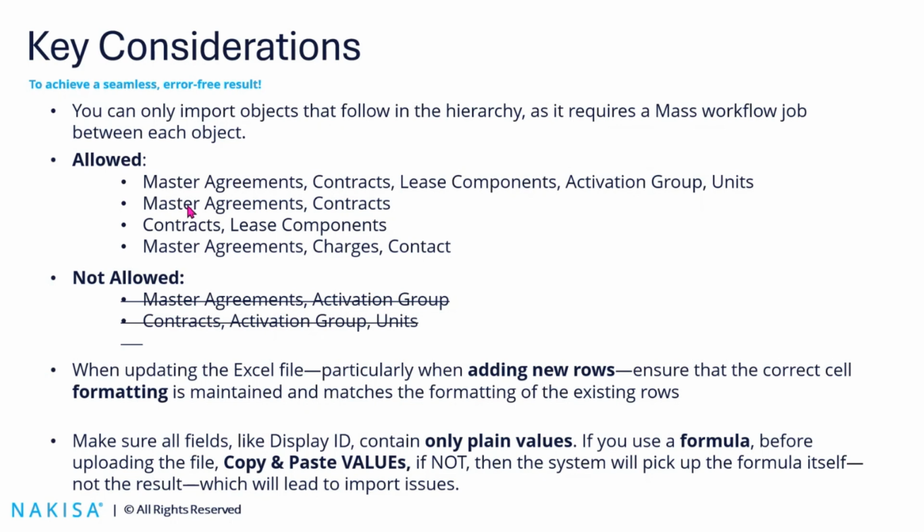The other examples given here are master agreement to contract, or contract to lease component, or objects that have no connection between the mass workflow. In this last example that you see here, it's master agreement, charges, and contract. The system will not allow you to select these three objects because they have no flow between the objects to run the mass workflow job.